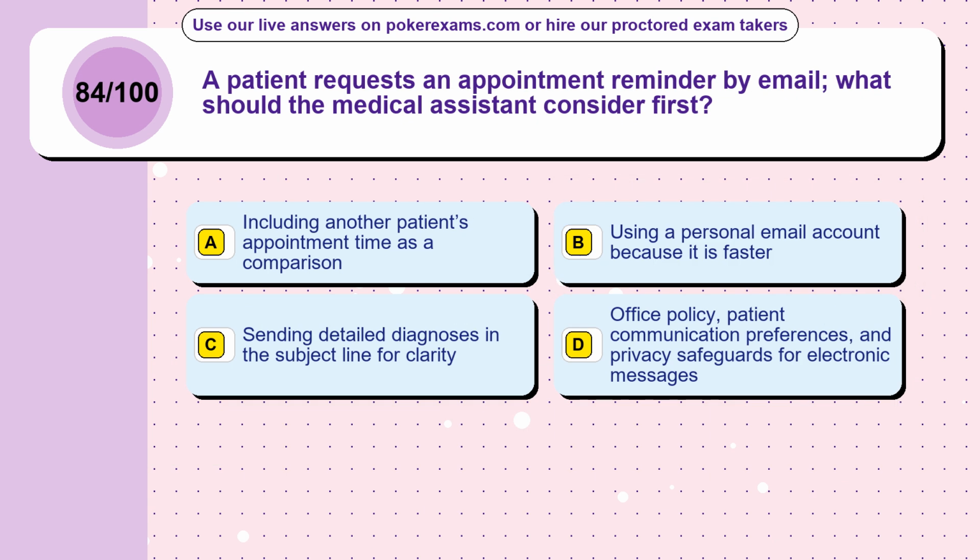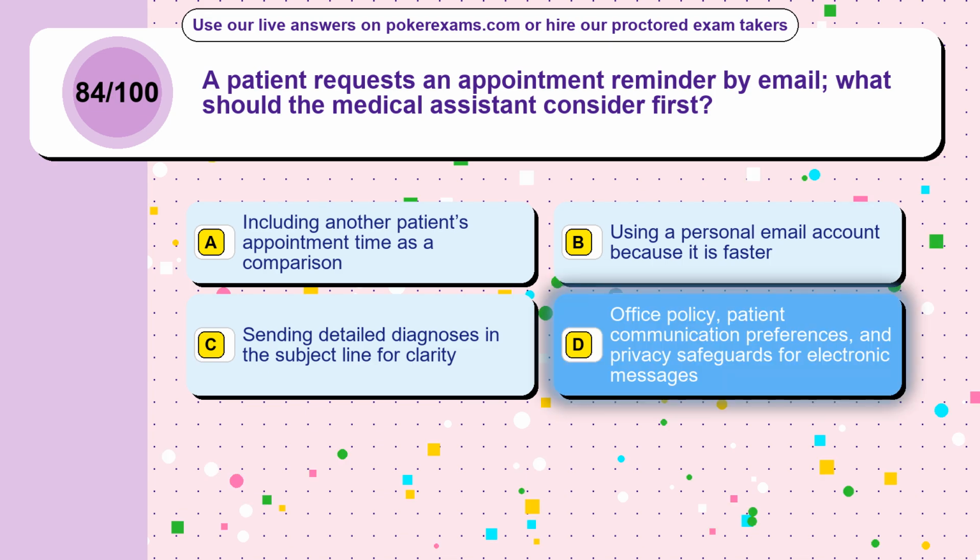Question 84. A patient requests an appointment reminder by email. What should the medical assistant consider first? Option A, including another patient's appointment time as a comparison. Option B, using a personal email account because it is faster. Option C, sending detailed diagnoses in the subject line for clarity. Option D, office policy, patient communication preferences, and privacy safeguards for electronic messages.